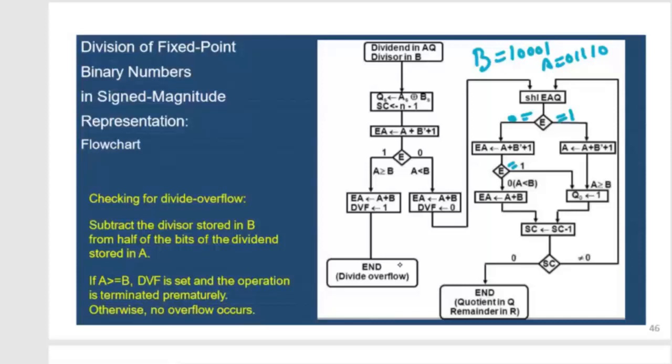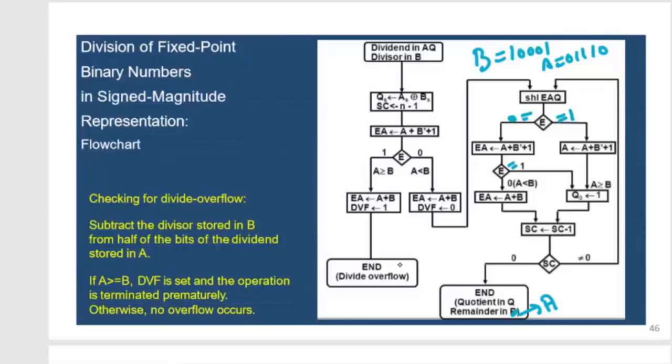After that, the sequence counter will be decremented by 1, and if the sequence counter is 0, then the process will end and the quotient will be stored in Q register and the remainder will be stored in A register finally. But if the sequence counter is not equal to 0, then this will move to the shift operation again.